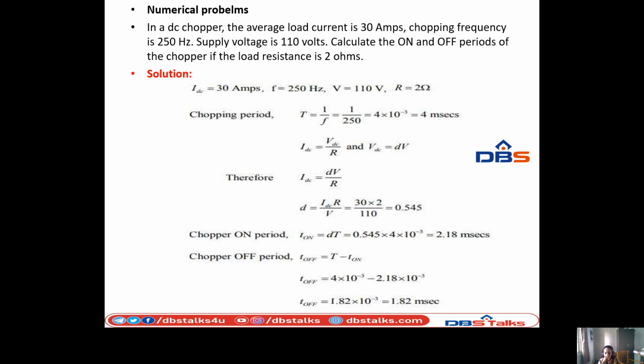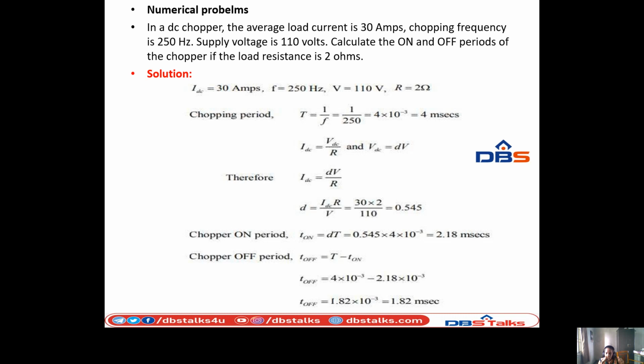Here the chopping period T equal to 1 by F, so 1 by 250. Simplifying 1 by 250, we get 4 into 10 power minus 3, that means 4 milliseconds. IDC means VDC by R. Here VDC equal to dV, so IDC equal to dV by R. Here D equal to IDC into R by V.